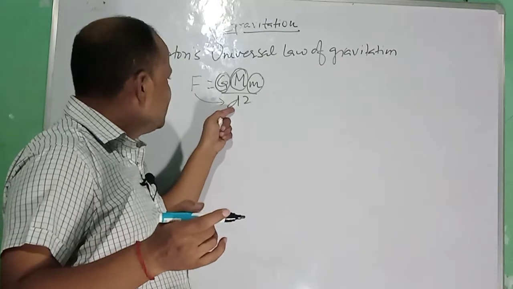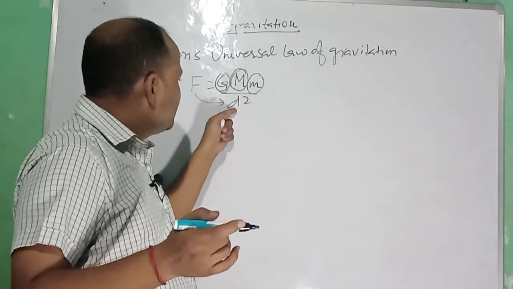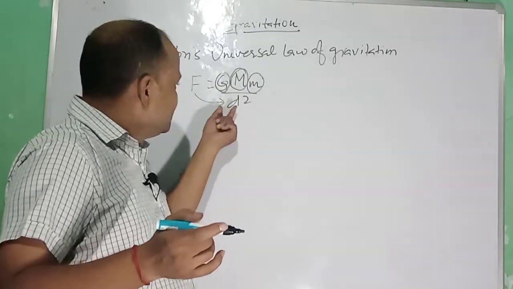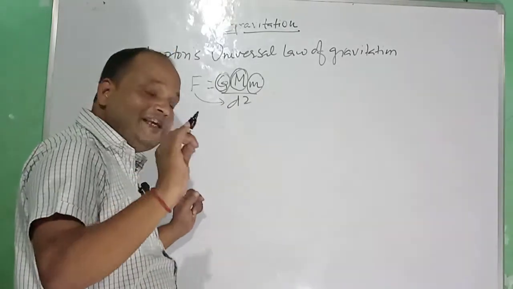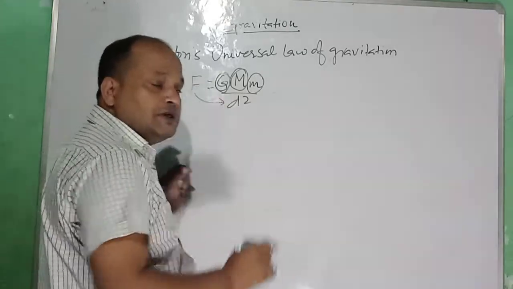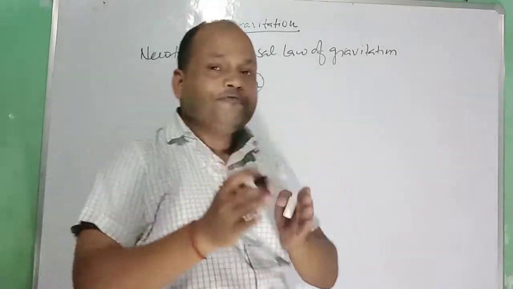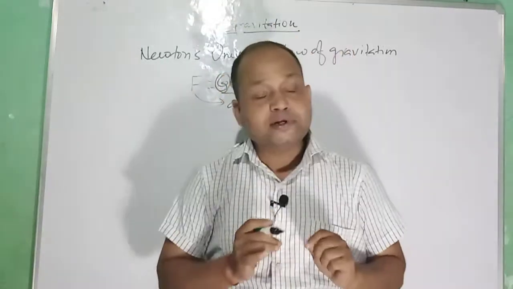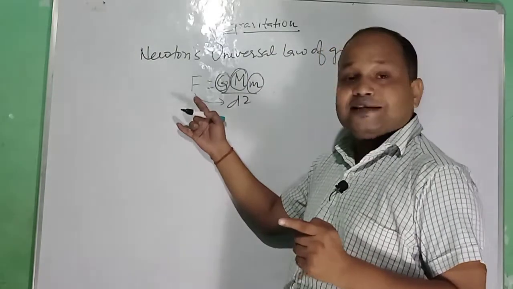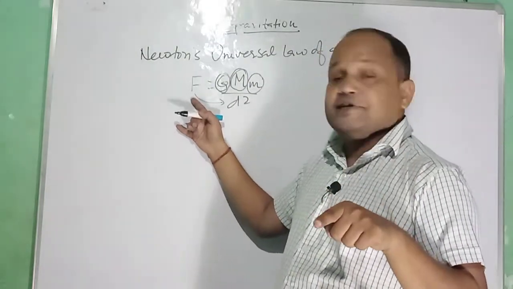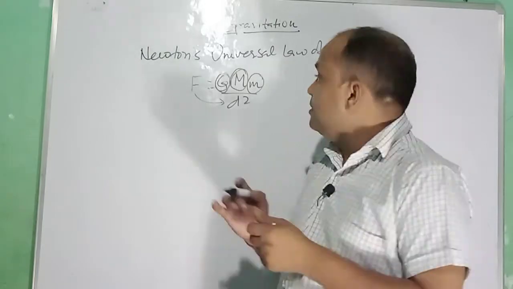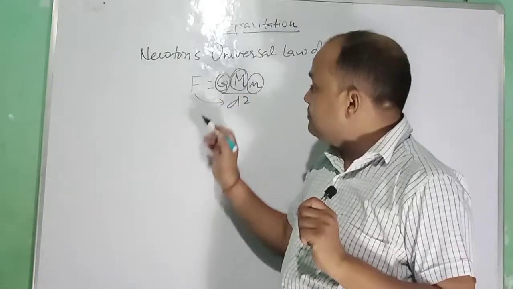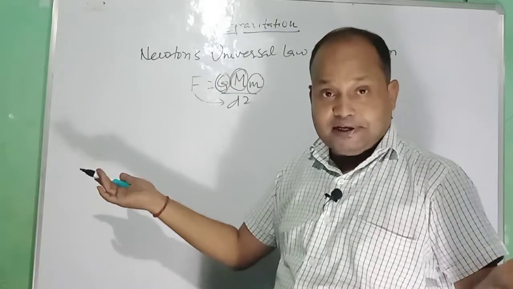As you can see, it is in the denominator. So the denominator, d, the distance, has got an inverse relation with this force. So it means if the distance between the objects increases, the force existing between them decreases. If the distance between the objects decreases, the gravitational force existing between those two objects will increase.